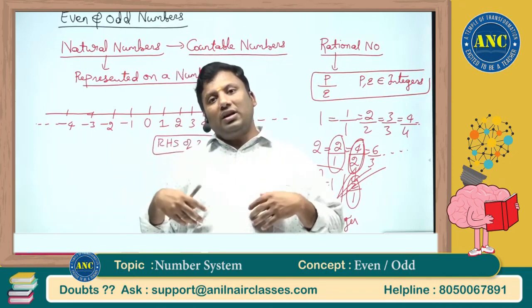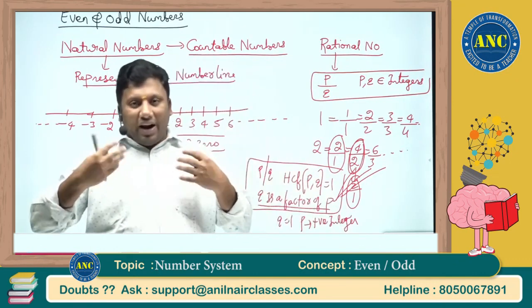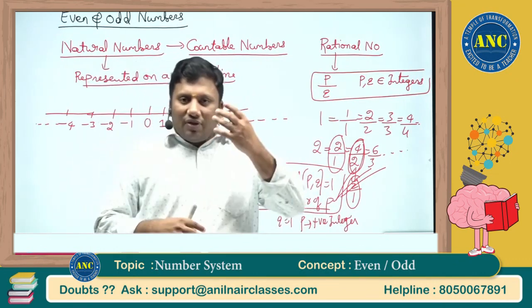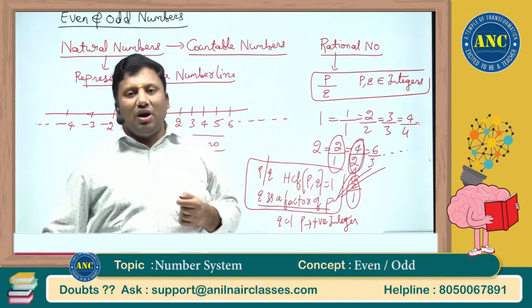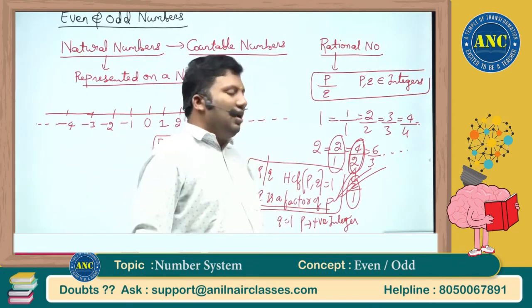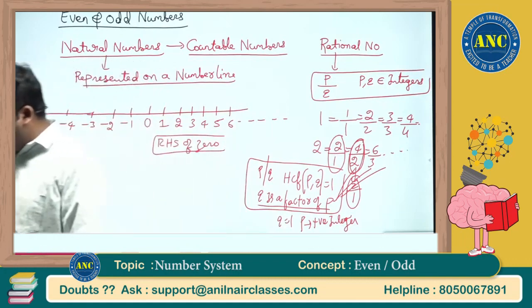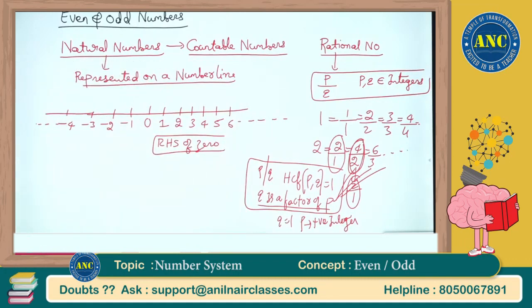Sir, how to convert a recurring decimal into a fraction? That is another class. That is how the mathematics of rational numbers has evolved. I hope the concept is clear.